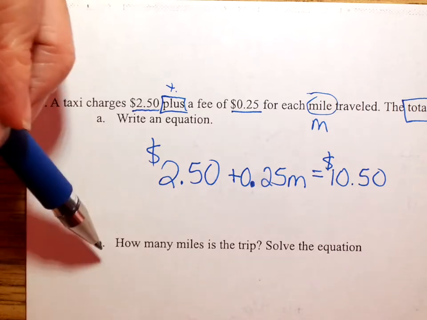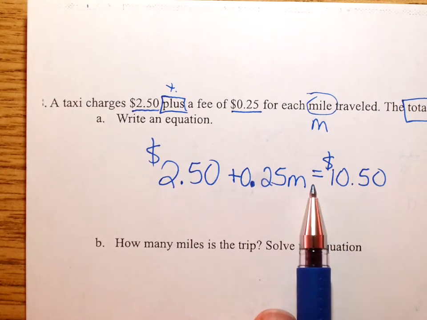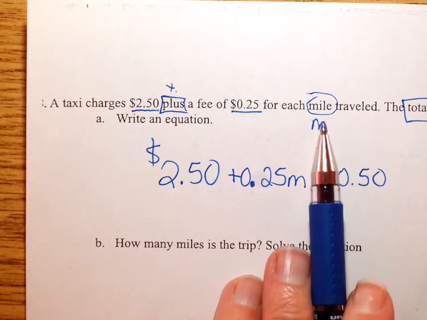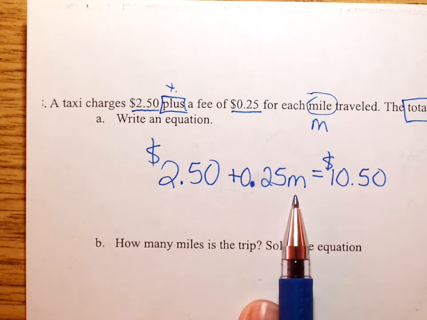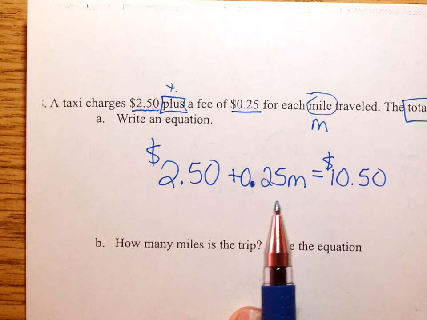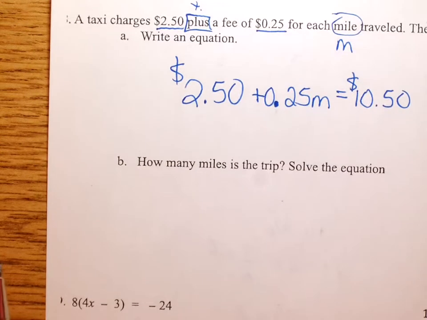So now part B, write an equation. I have all of my numbers included. I have an equal sign and a variable representing that missing number, which is how many miles did we travel. Part B says, how many miles is the trip?